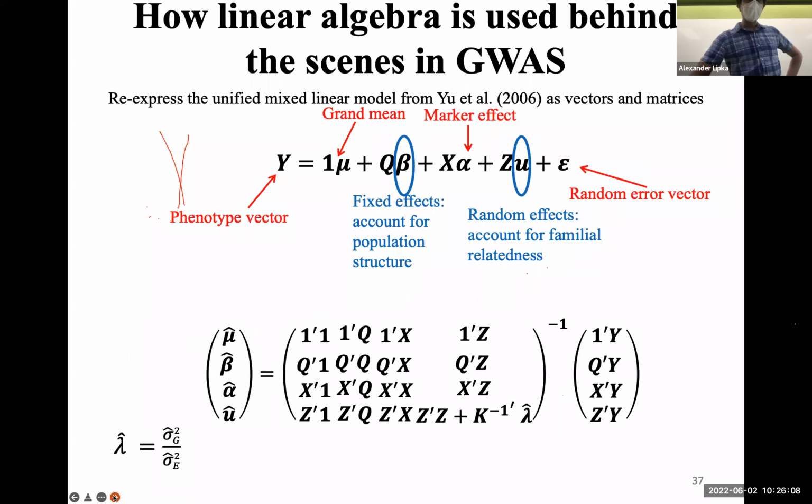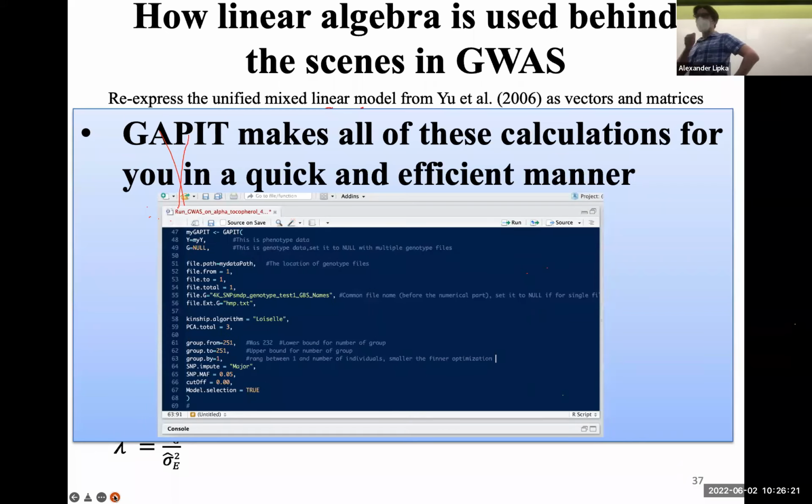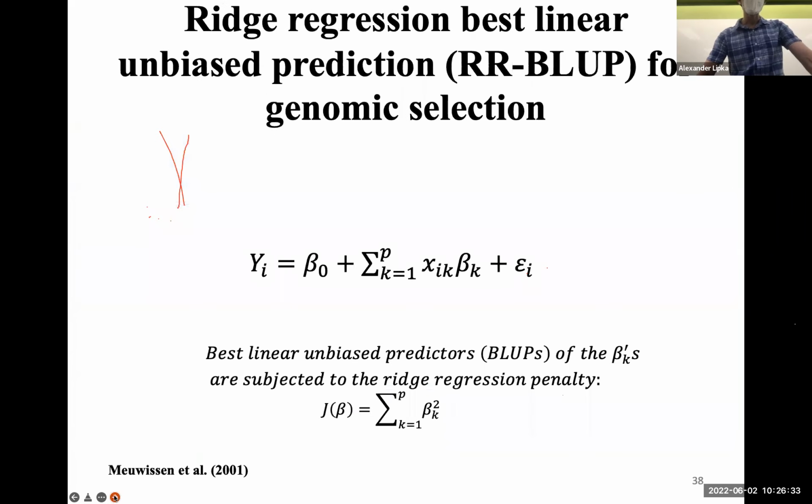And then if we want to fit our unified mixed linear model using linear algebra, we have this monstrosity of linear algebra operations. But don't get scared, because GAPIT and other software make these calculations for us behind the scenes in a quick and efficient manner. So it'll do the calculations for us, and you can focus on the biology.